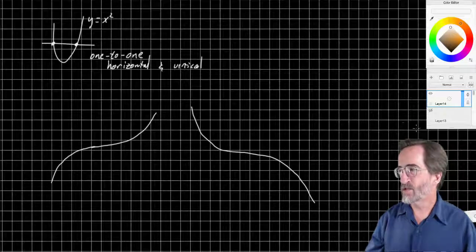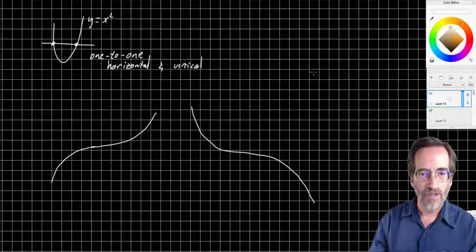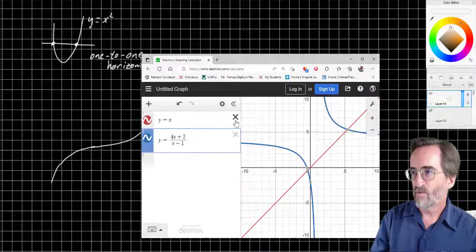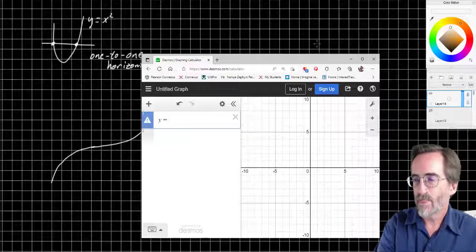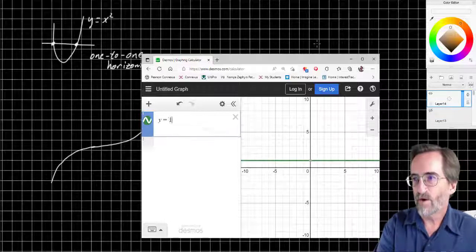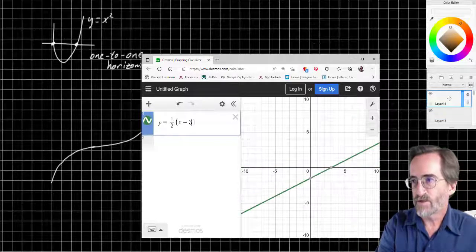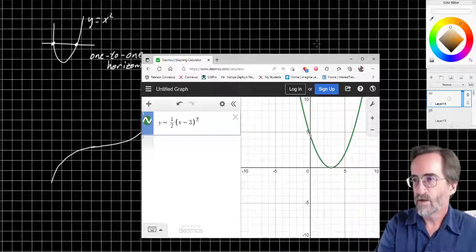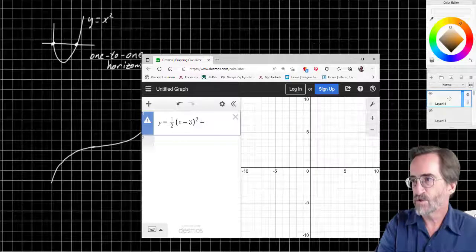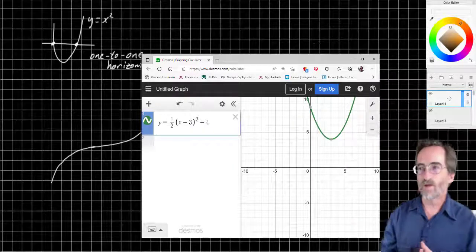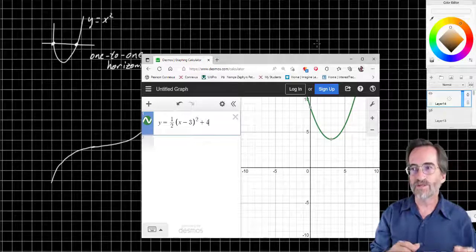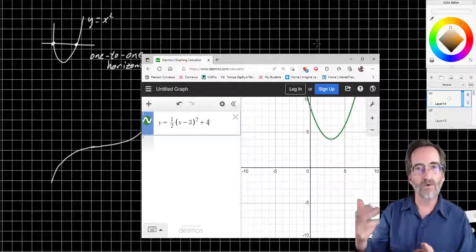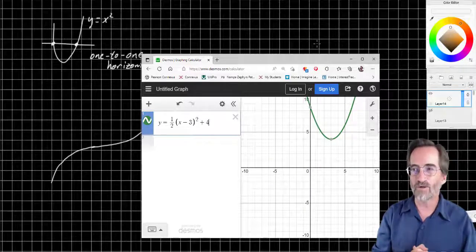But let's look at, I'm just going to bring up Desmos here. We're going to look at the case of y equals x squared. In fact, I'm going to do something a little different here. I'm going to say y equals 1/2 times x minus 3 squared, and then plus 4. Okay? All right, so we have a parabola. It's been squished a little bit. It's half as tall, and its vertex is 3 to the right and 4 up. You get that from transformations on polynomials.